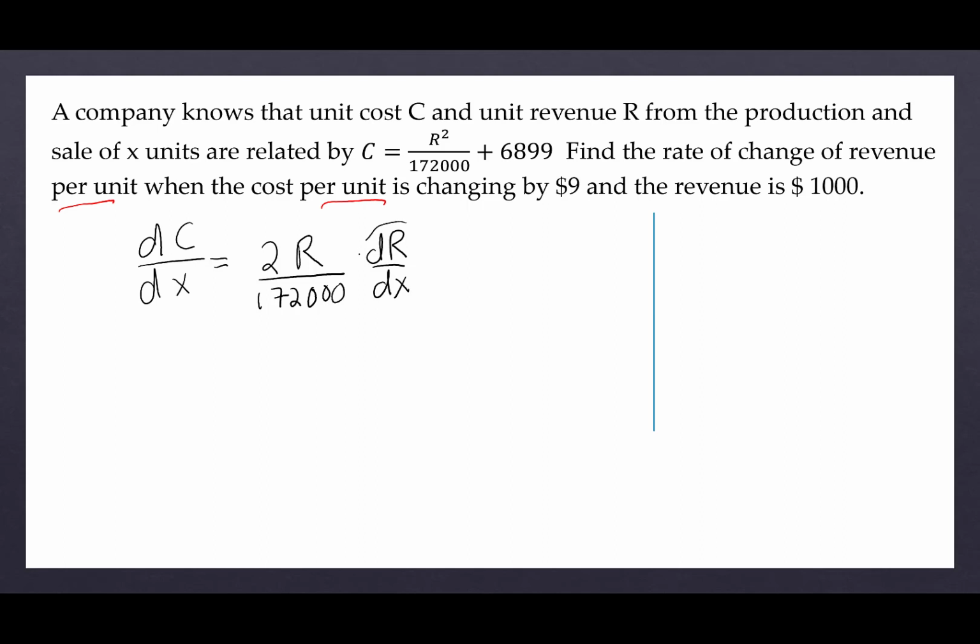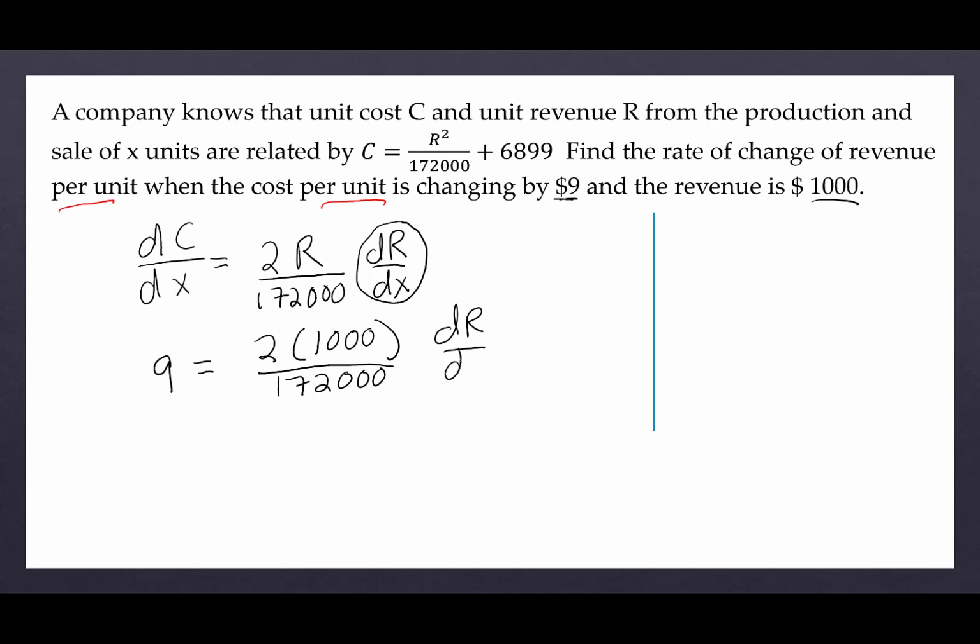This is the one we don't know, is dr dx. When the cost per unit is changing by 9, so the cost per unit is 9, leave the 2, and then we know the revenue is currently 1,000, so we'll put in 1,000, and then we have our 172,000, and what we're solving for, dr dx.